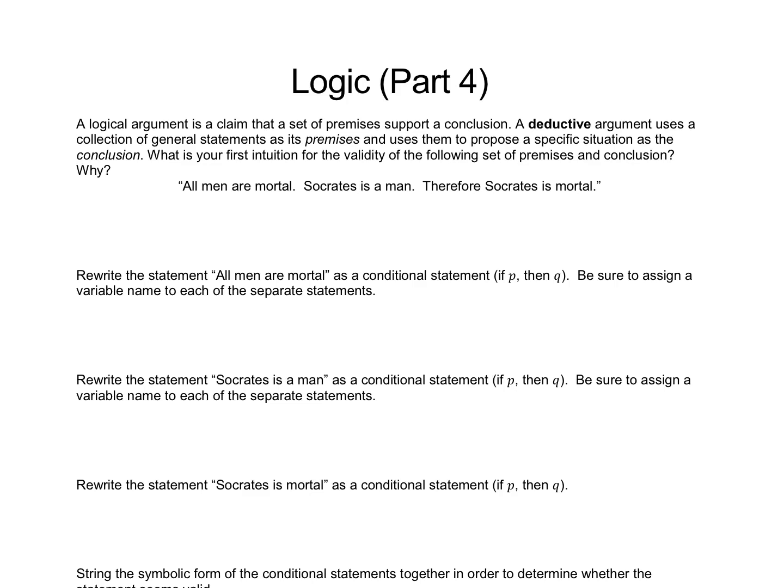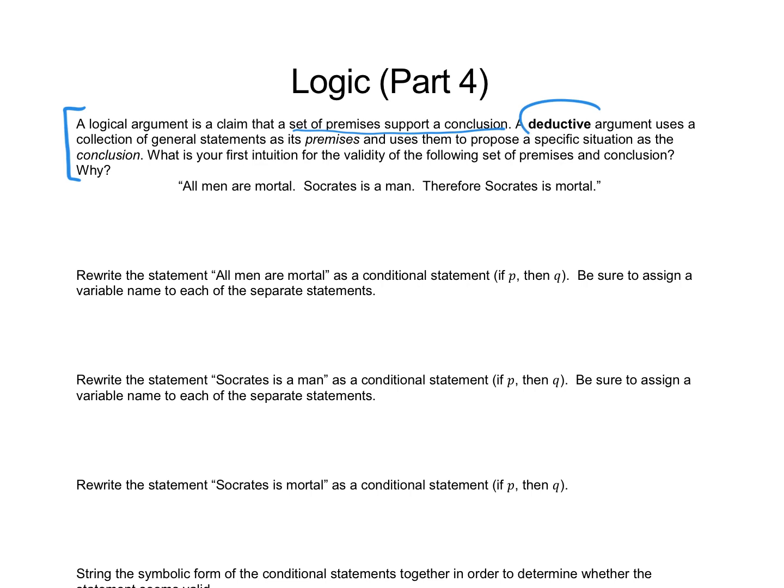All right, we're going to look at logic part 4, which is actually going to use all the things that we've been doing with truth tables to help us determine if certain arguments are valid or not. So the first thing that we have here is a statement that a logical argument is a claim that a set of premises support a conclusion.